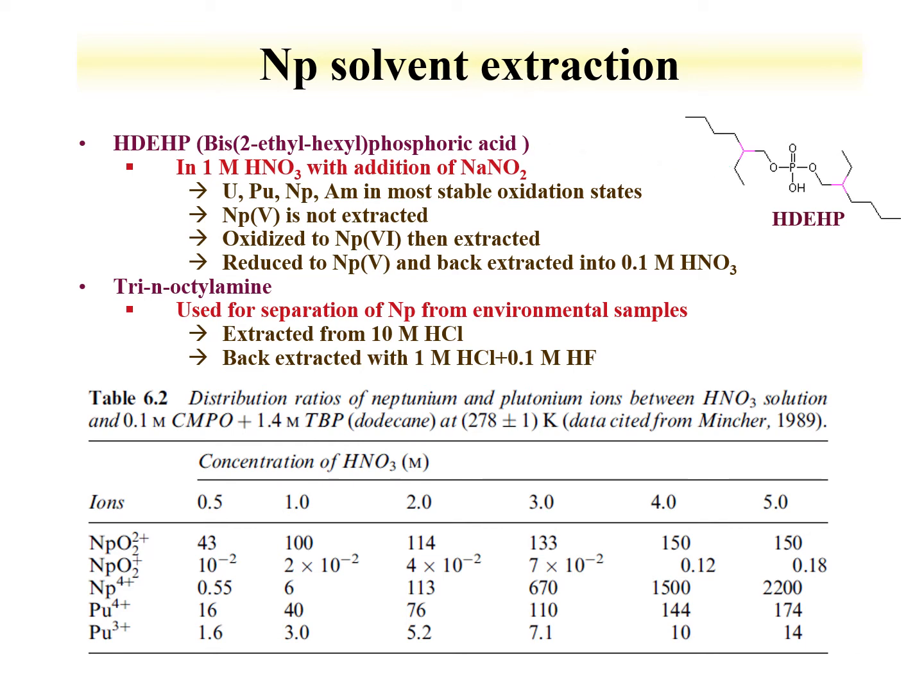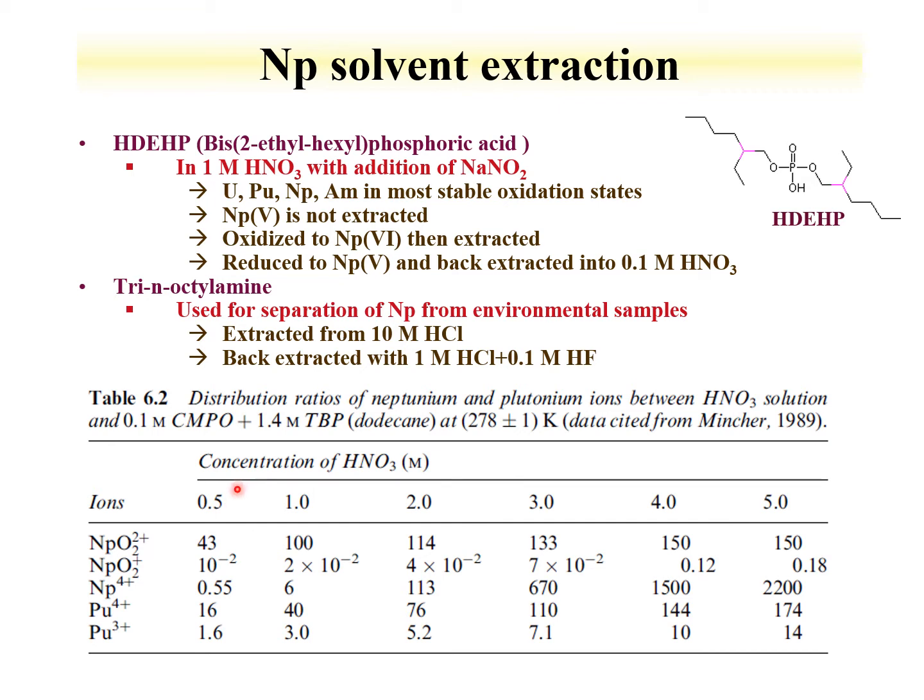Trioctylamine is also used, and this has been exploited for separation of neptunium from environmental samples, where you can extract the neptunium in 10 molar HCl and then back extract it with weaker HCl and a little bit of HF. Combinations of ligands, synergistic extractions with CMPO and tributyl phosphate in dodecane have also been performed.